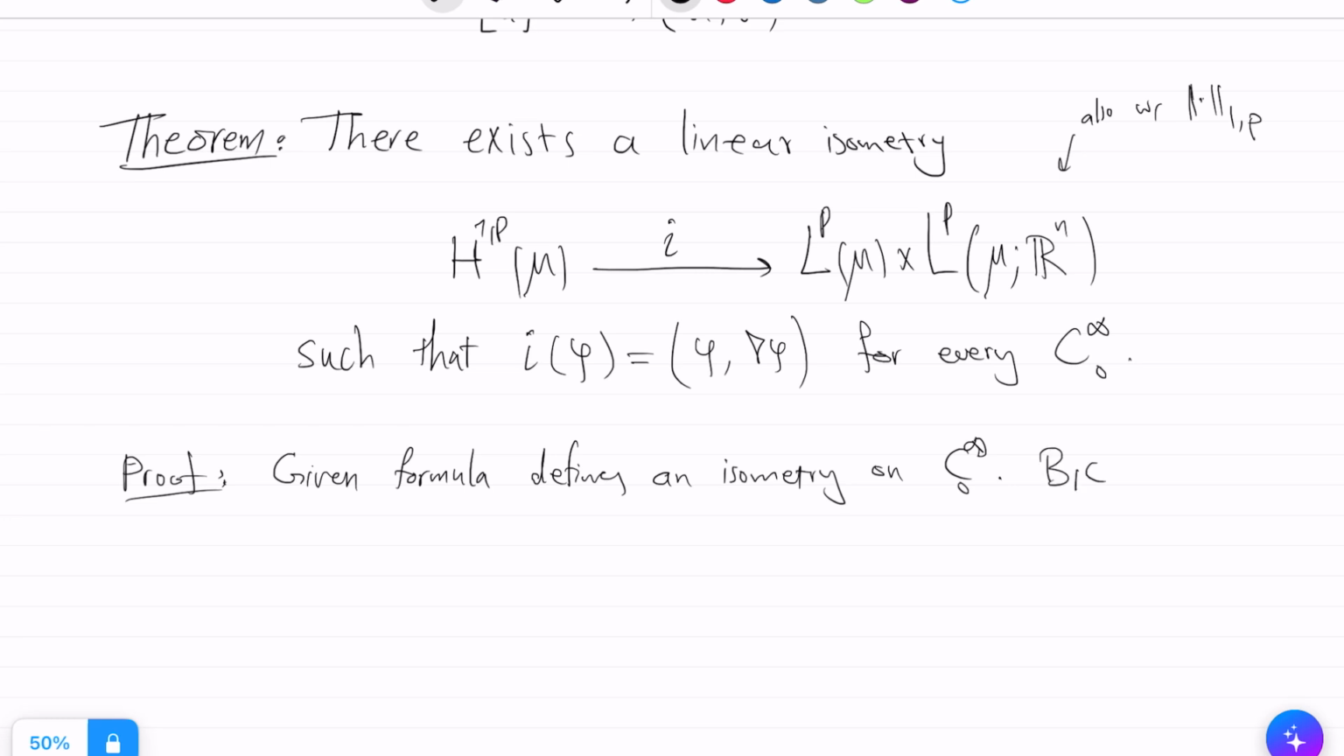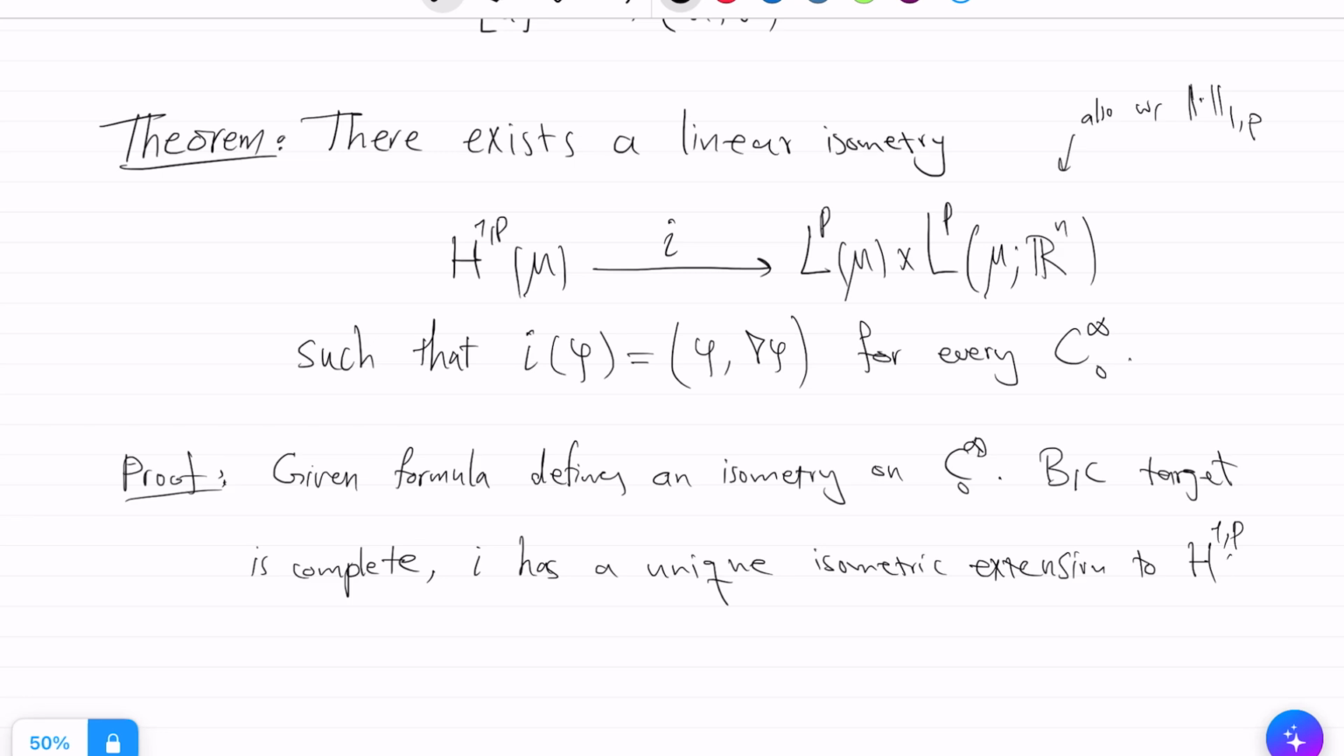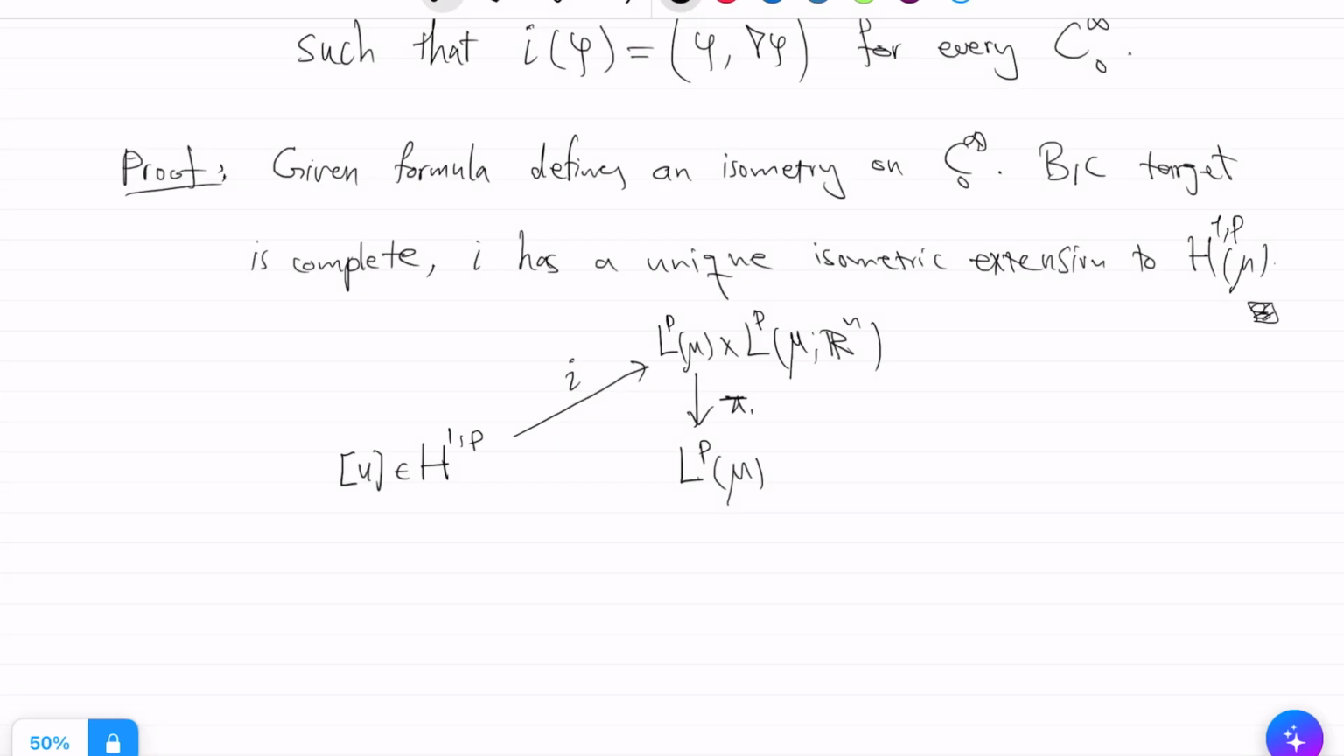And because the target space is a complete metric vector space, I has a unique, again isometric, extension to the closure of C0 infinity, which then by definition is just H1P. And that's the end of the proof. This projection is onto the first coordinate, pi 1.